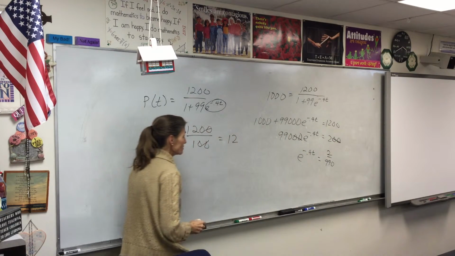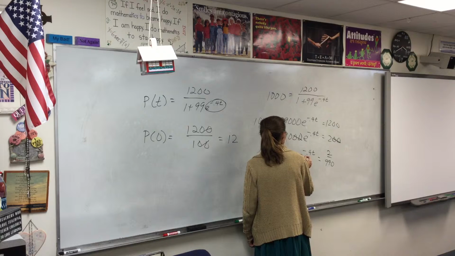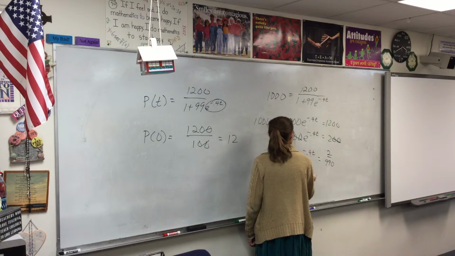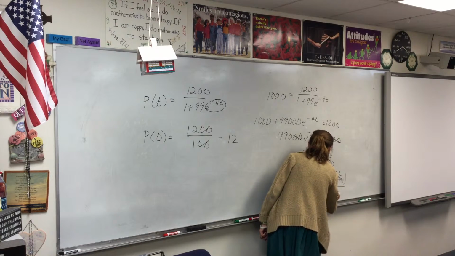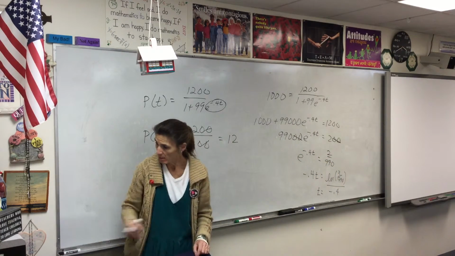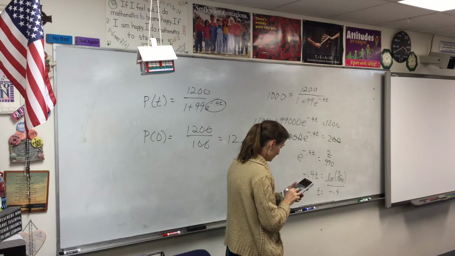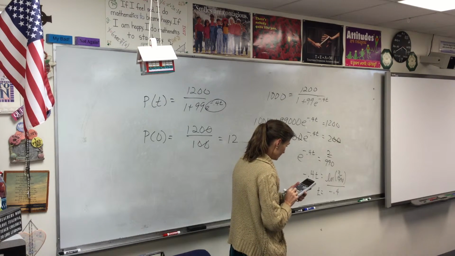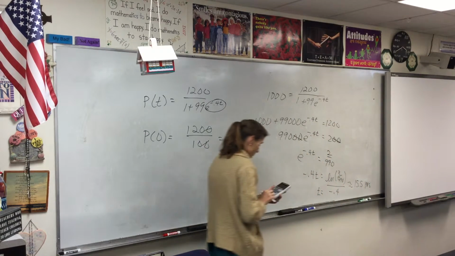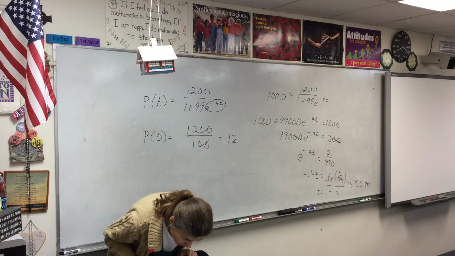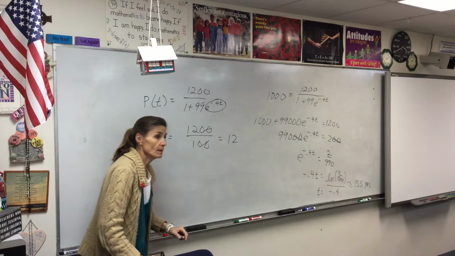Uh-oh. Where's my variable? My variable's in that exponent, so I'm going to ln both sides. And what happens when I ln e to the negative 0.4t? I'm going to type that in on my calculator. I got about 15.5 years. What is the maximum number of deer planned for the park? 1,200. Limit to growth.